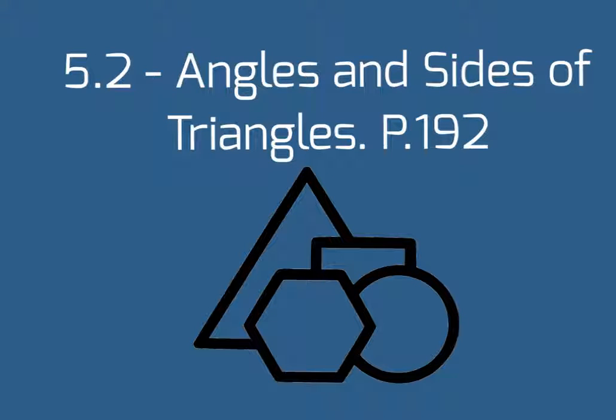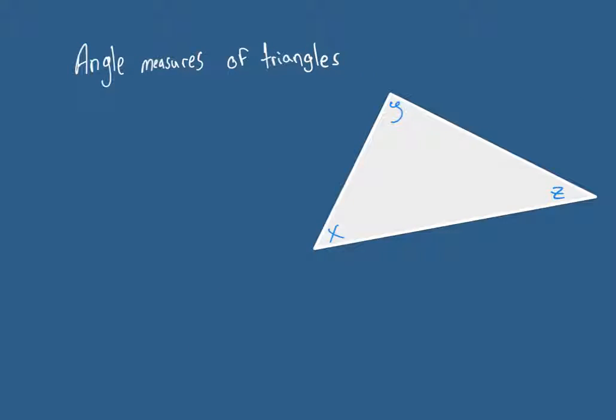All right, hello there. Today we're going to be talking about lesson 2 in chapter 5, angles and sides of triangles. This is on page 192 in your textbooks. Let's go ahead and get rolling.